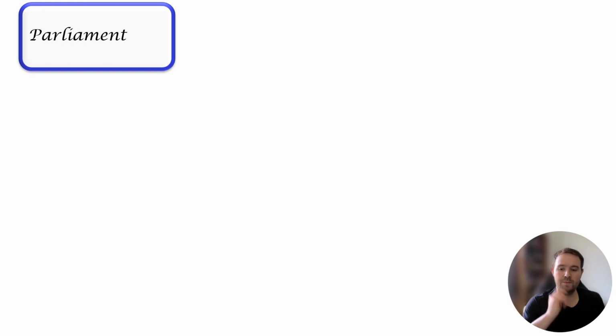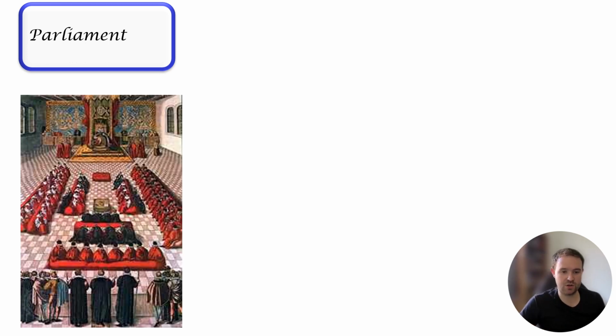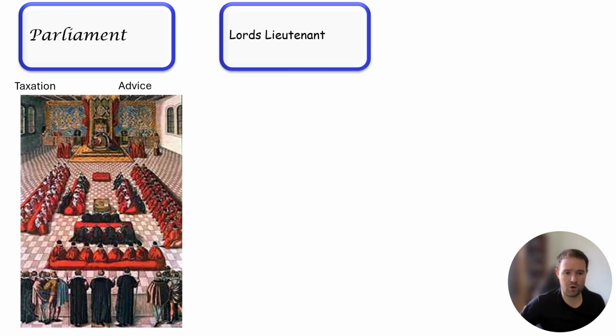So the Parliament, similar to today, is House of Commons, House of Lords. Their responsibility is mainly for taxation and to advise the monarch. They met very rarely and few people could vote, however useful for raising funds for war.